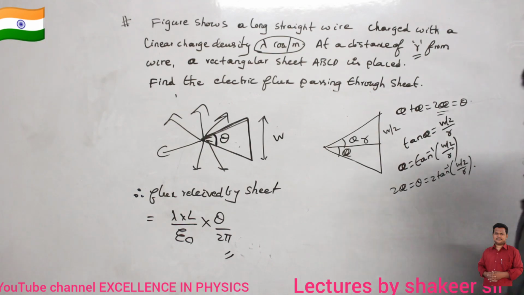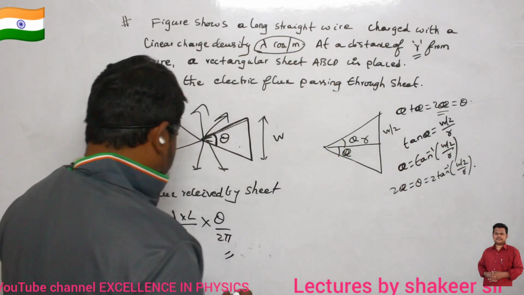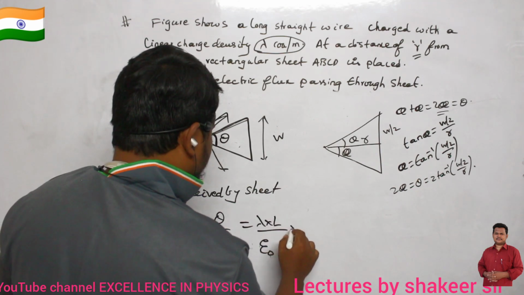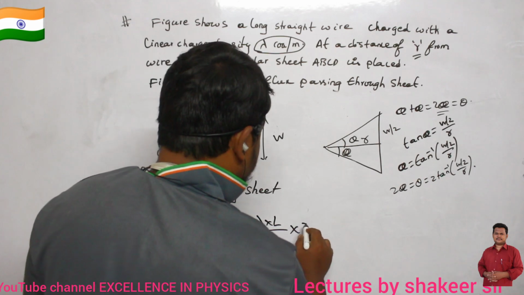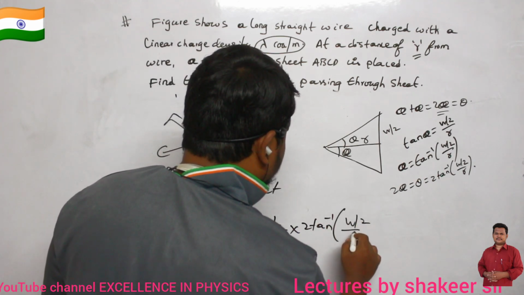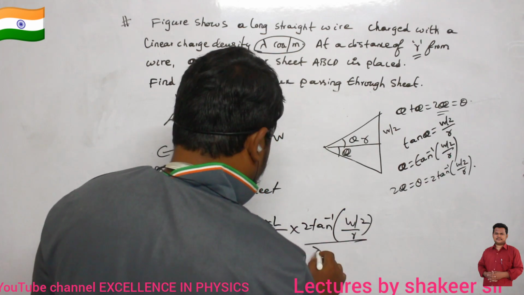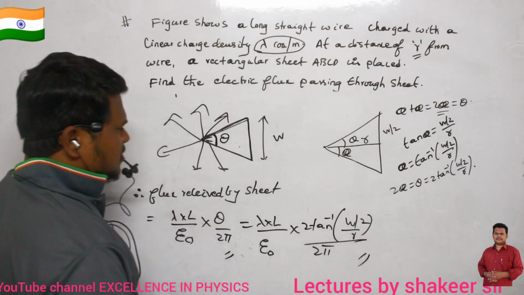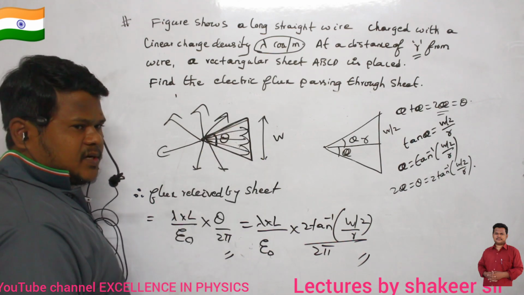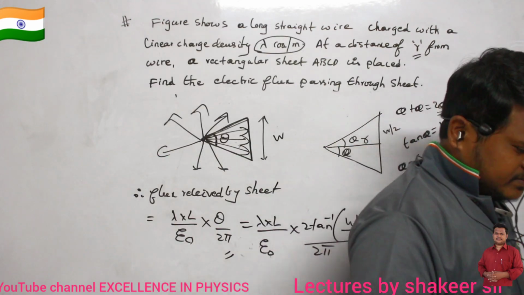Now substitute in that relation. Flux received by the sheet is lambda L divided by E naught multiplied by theta, which is 2 tan inverse of W by 2 divided by R, divided by 2 pi. So this much flux is received by this sheet. That is our answer. Come on, make a note of this.